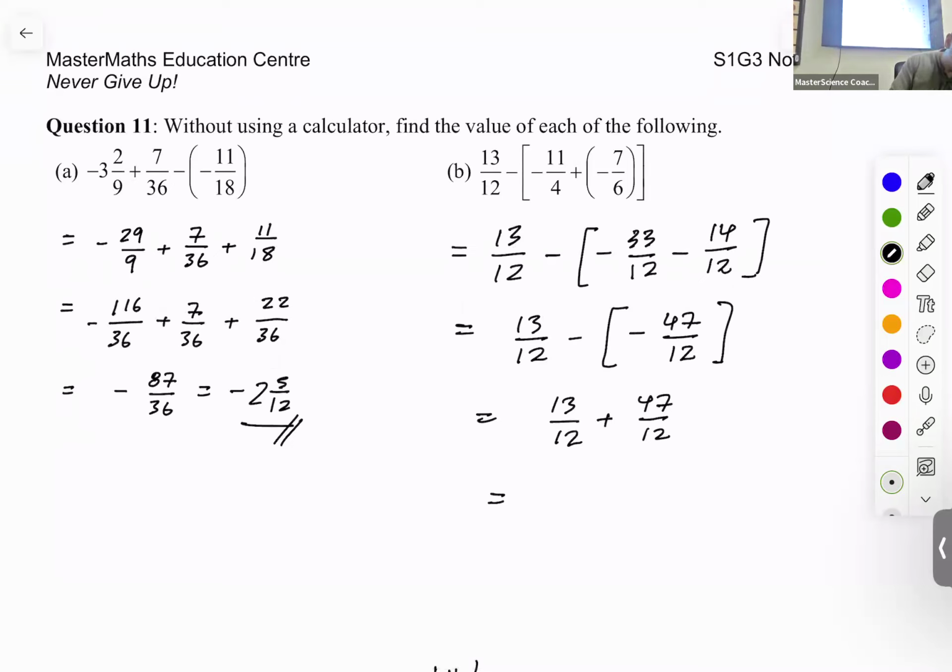Did you manage to do this, or did you make a mistake? Okay, so this is 60 over 12. 60 over 12 is 5 whole.